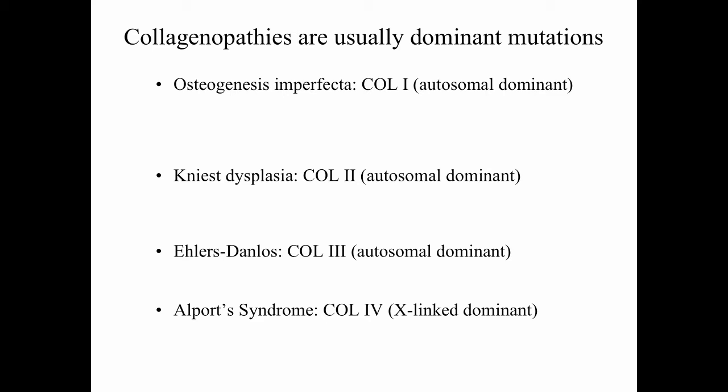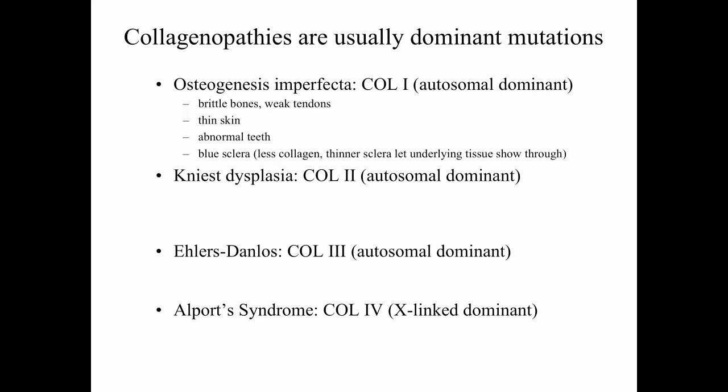For example, osteogenesis imperfecta. It's an autosomal dominant mutation in collagen type 1. Individuals with this mutation have brittle bones, weak tendons, fairly thin skin. They have abnormalities in their dental structures. Their sclera are actually blue, and that's because the sclera are thinner because there's less functional collagen type 1 in their sclera. That allows the underlying tissues to show through.